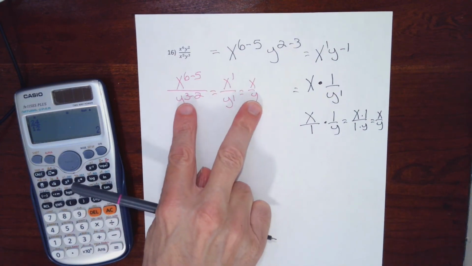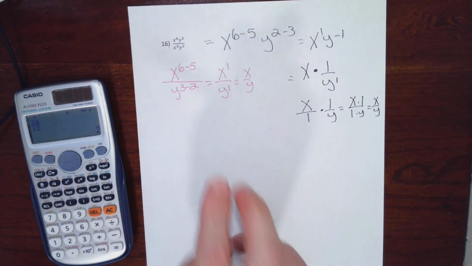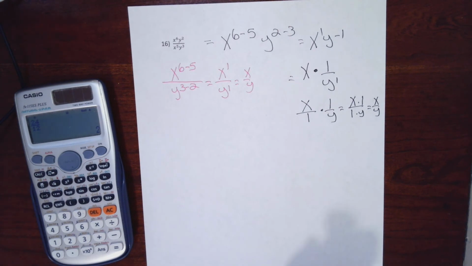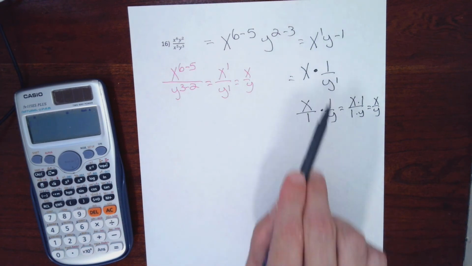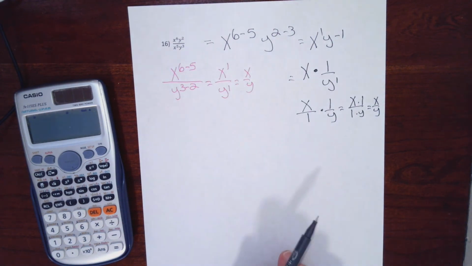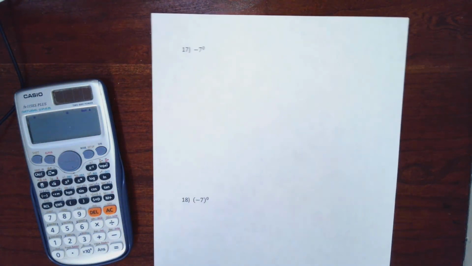This is not really using the rules of exponents. This is using a shortcut. And again, if you're not happy with the shortcut, you can do all of this, some of this, as long as you can get to the answer x over y. The technique is kind of flexible.